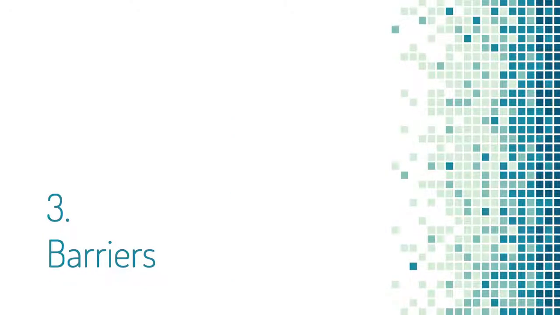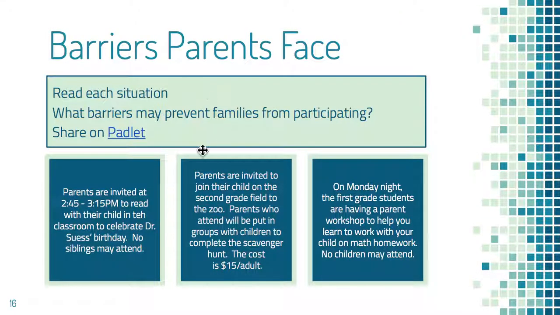There are some barriers when it comes to engaging with families. And so I have given you 3 scenes or scenarios. What I'd like you to do is to read all 3 of them and then think about what are some barriers that parents might face in each scenario. Go to Padlet, and on Padlet, share one barrier or more for each. So you're actually going to be posting 3 times.